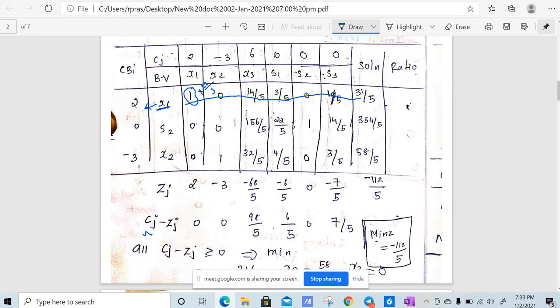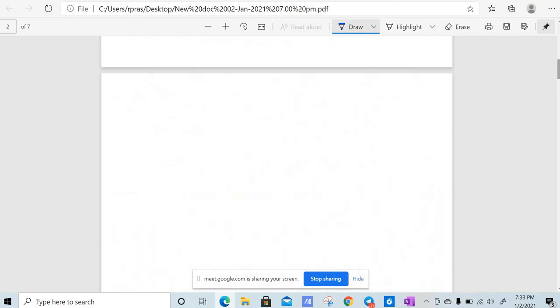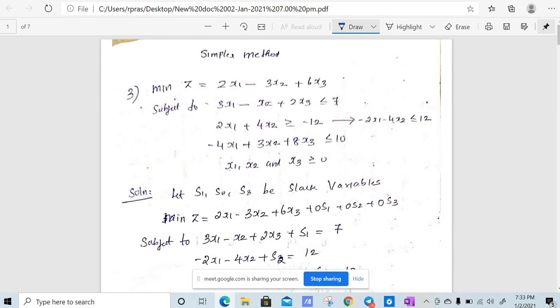Now you find Cj minus Zj, which turns out to be all values greater than or equal to 0. That means optimality is attained, and you can see x1 is inside, x2 is inside, and the value for x1 is 31 by 5 and the value for x2 is 58 by 5, and there is no x3 inside. That means our x3 value will be 0, and this is our minimum value. So x1 is 31 by 5, x2 is 58 by 5, and x3 is 0, right?